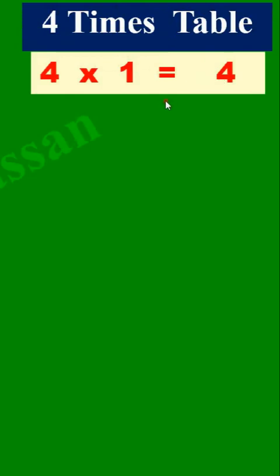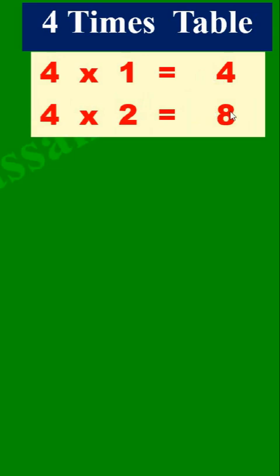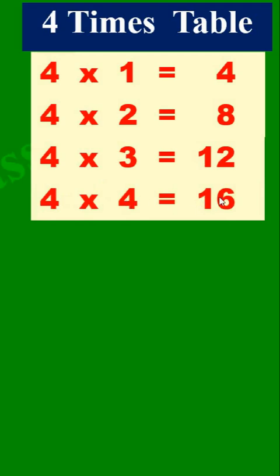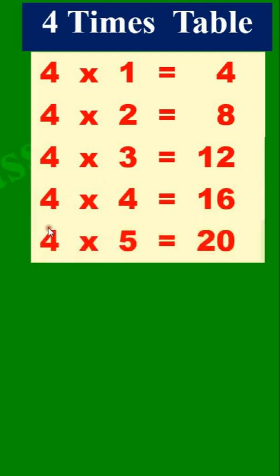4 times table. 4 times 1 is equal to 4. 4 times 2 is equal to 8. 4 times 3 is equal to 12. 4 times 4 is equal to 16. 4 times 5 is equal to 20.